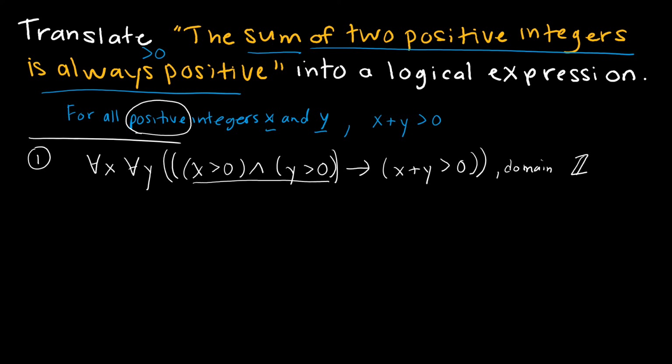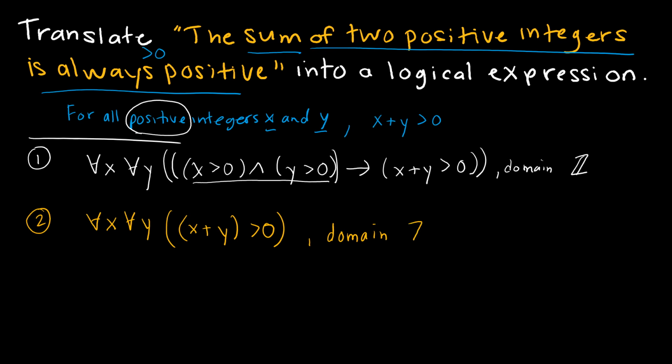Here's another correct way I could do it. I could say, for all x, for all y, x plus y is greater than 0. Now, how could I say that? Well, if the domain was positive integers.